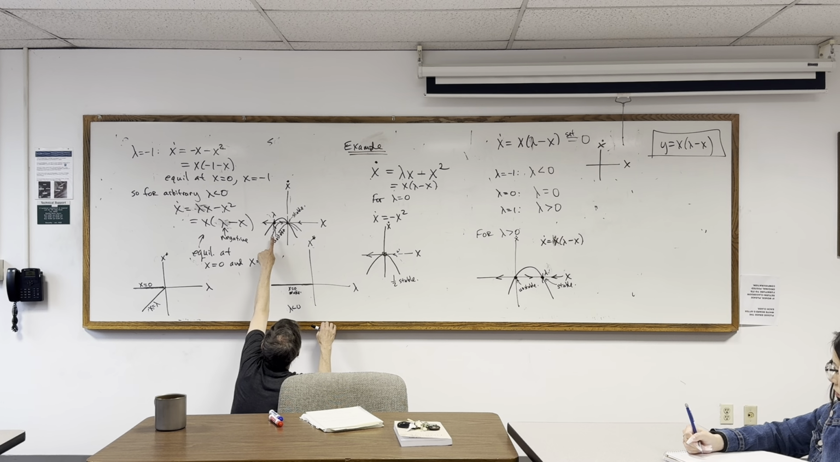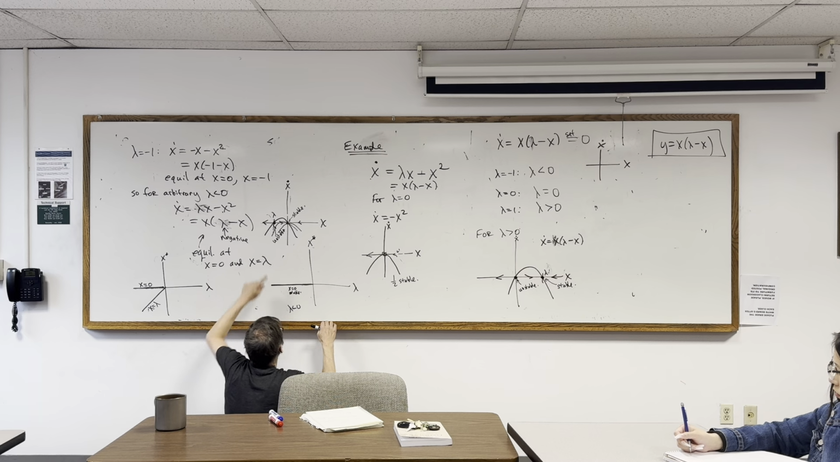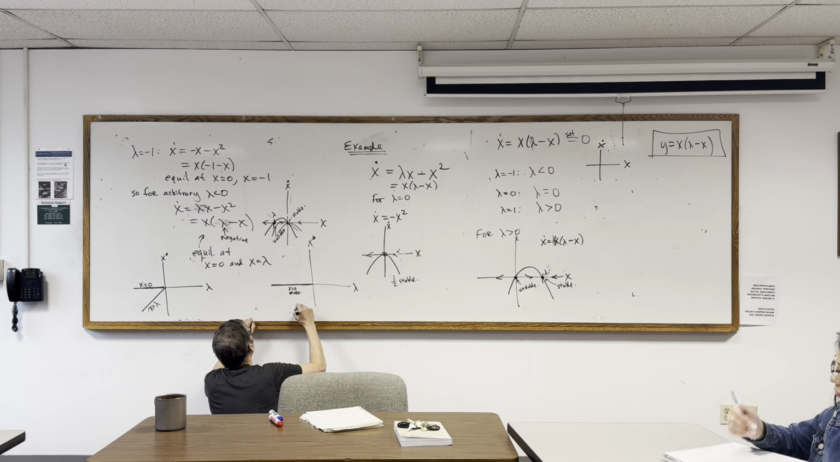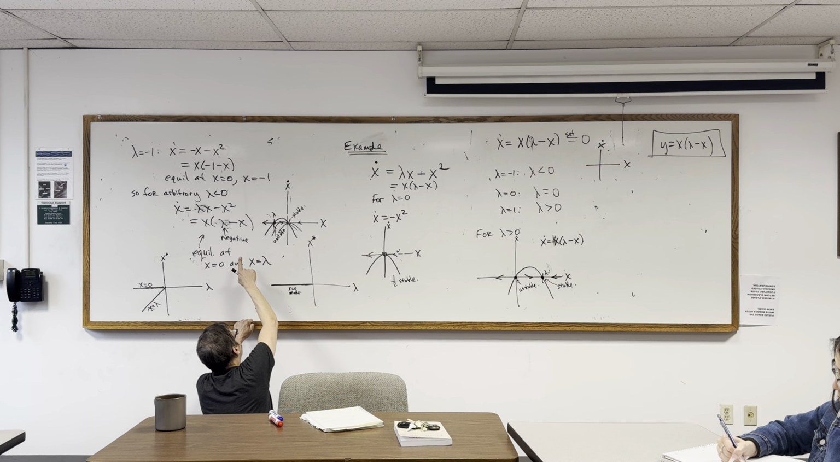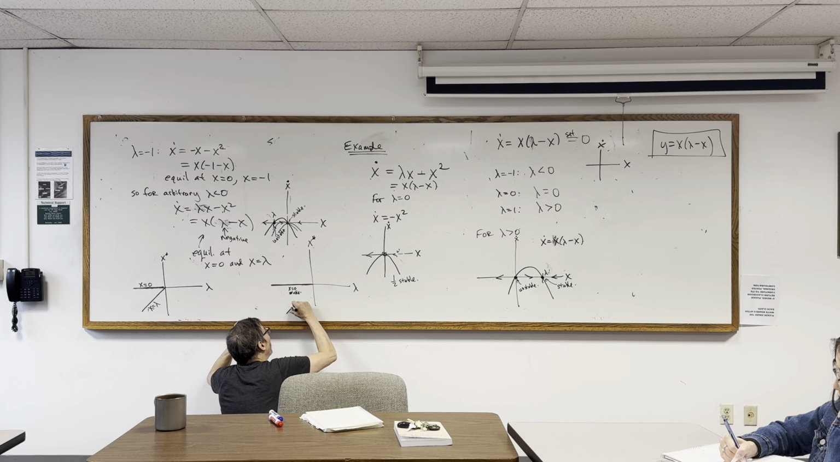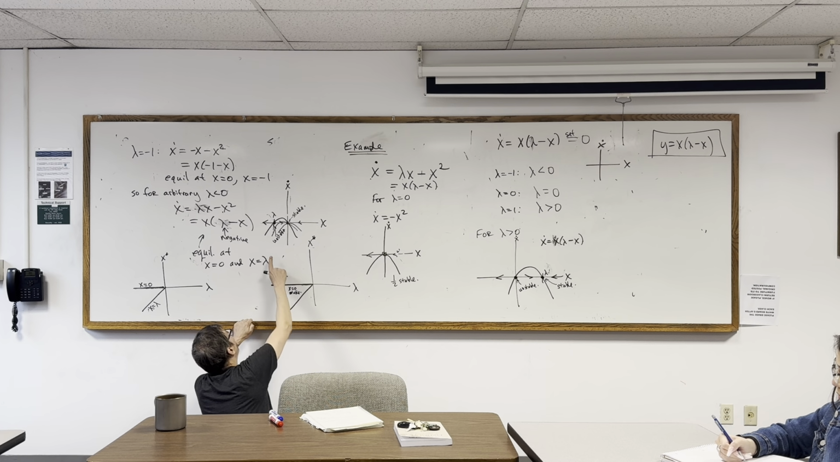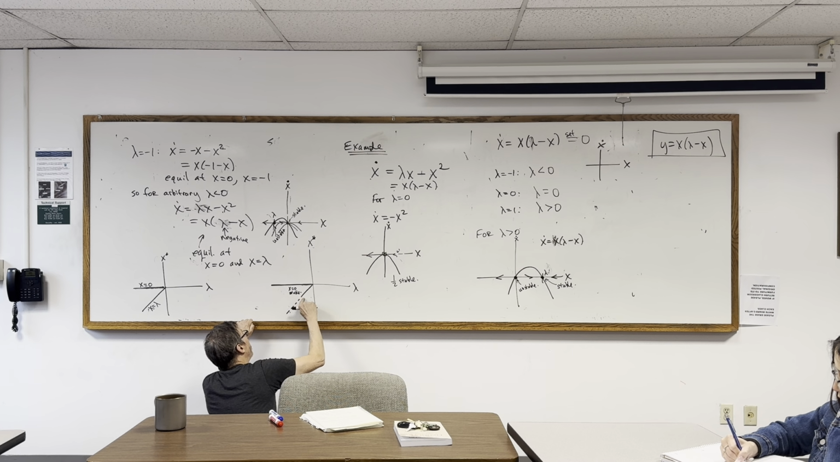But then there's this other one, x equals lambda is another solution. And so it's literally x equals lambda is the other branch of this, and that is an unstable equilibrium. Look at the flow. I've got flow towards 0, flow away from this point over here, so I'm going to dot it. So this is x equals negative lambda. Oh, excuse me, no, x equals lambda.